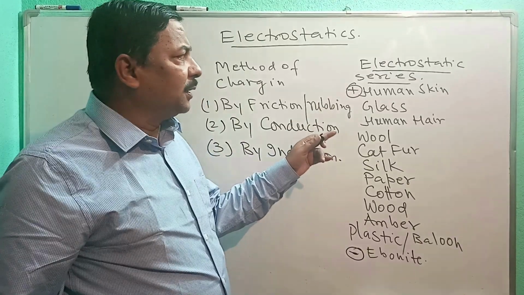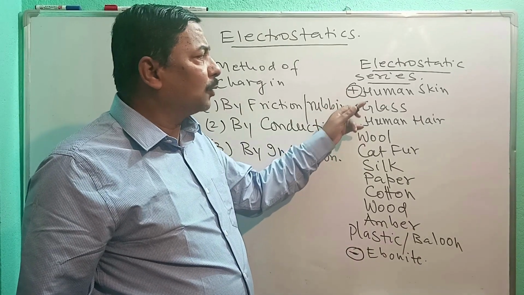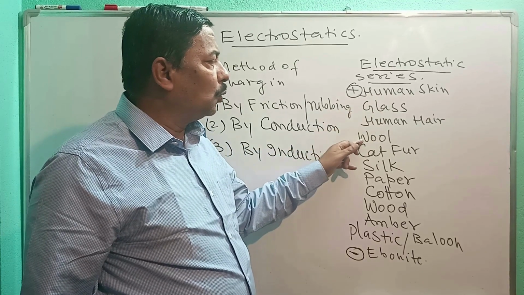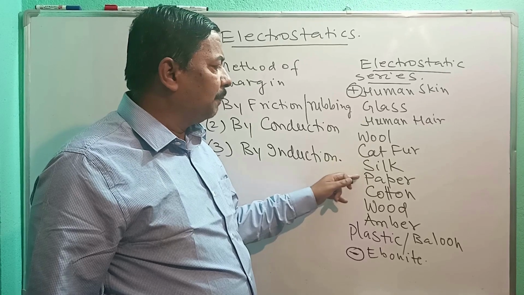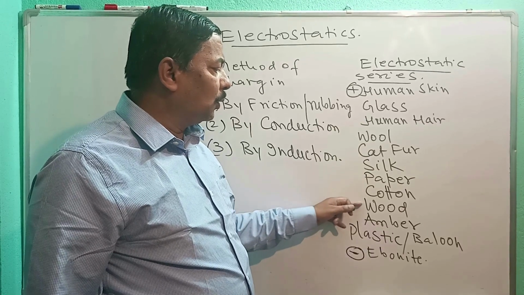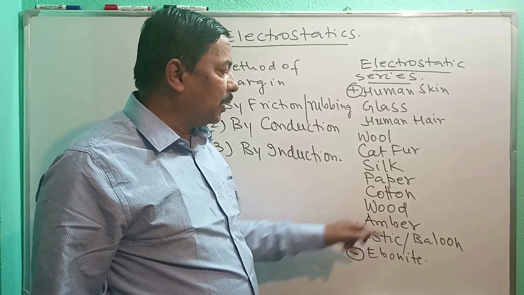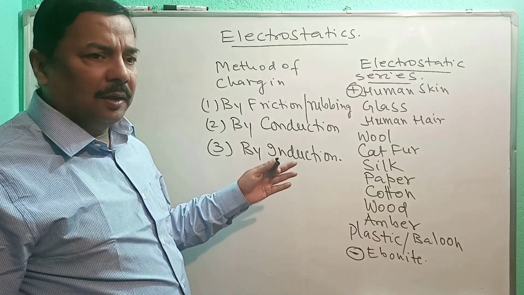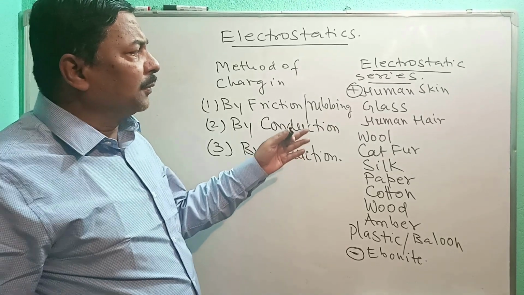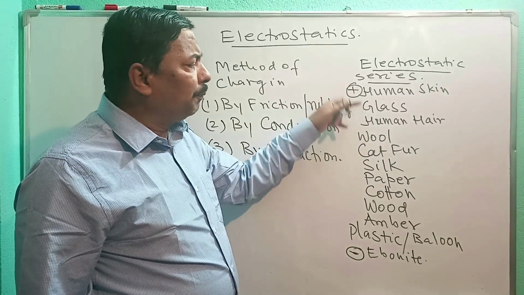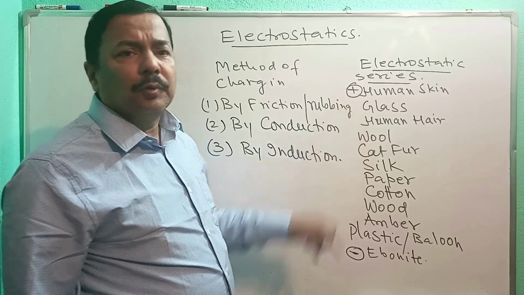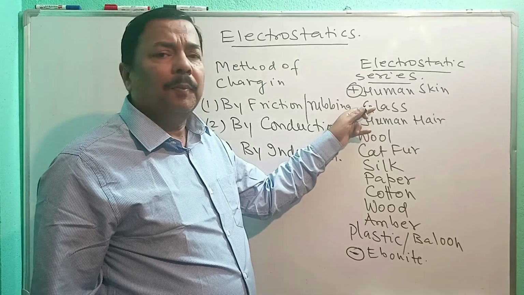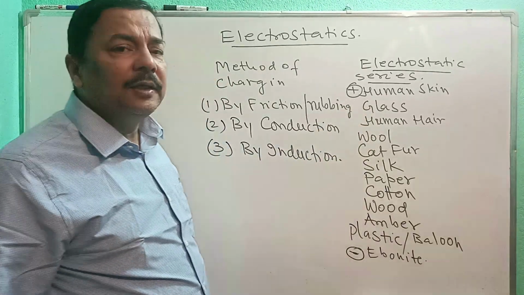In the electrostatic series: human skin, glass, human hair, wool, cat fur, silk, paper, cotton, wood, amber, plastic or balloon, ebonite. These are the common materials that we have considered, and if any two are rubbed together, then the upper will get positive charge and the lower will get negative charge.